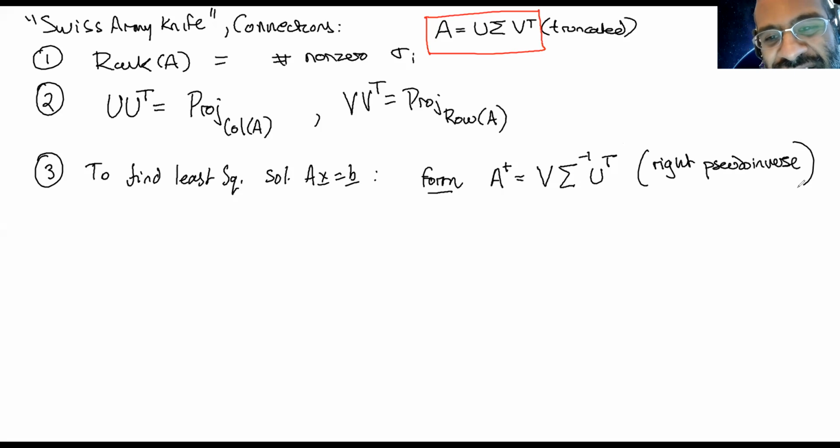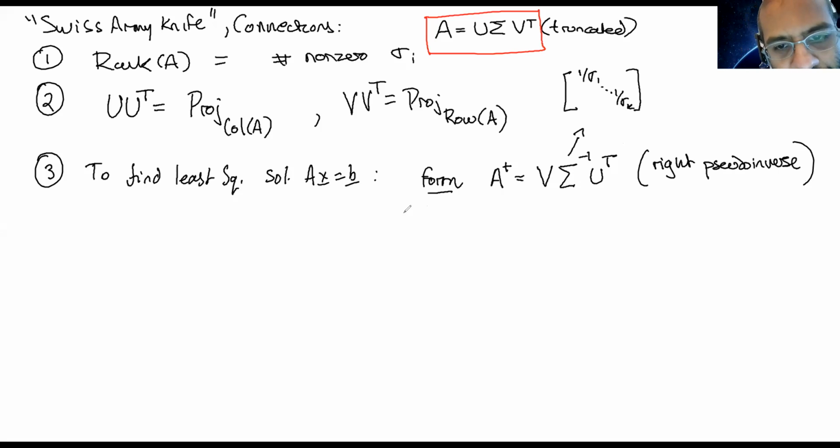And this is really easy, right? Why? Because sigma is diagonal. It's really easy to make sigma inverse. Sigma inverse is just this matrix with 1 over sigma 1 up to 1 over sigma r. And the inverse exists because they're not zero. That's why I use the truncated SVD. So form this matrix.